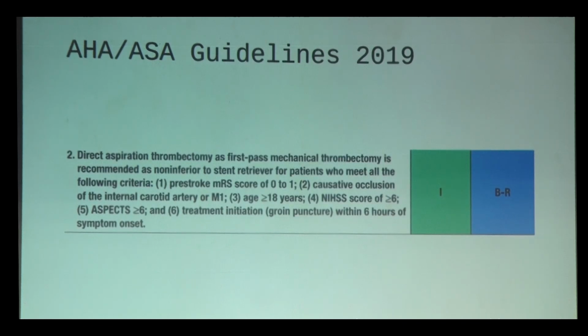So as per AHA guidelines updated in 2019, direct aspiration thrombectomy as a first pass mechanical thrombectomy is recommended as non-inferior to stent retriever. And the criteria of inclusion include the same. For the same patients, usually the aspiration can be considered as a first modality rather than a stent retriever. This is the new update.